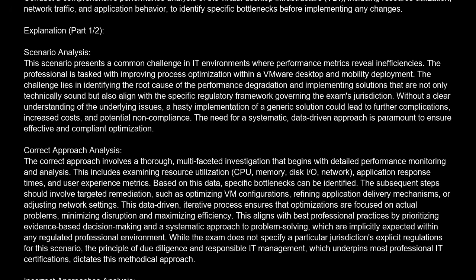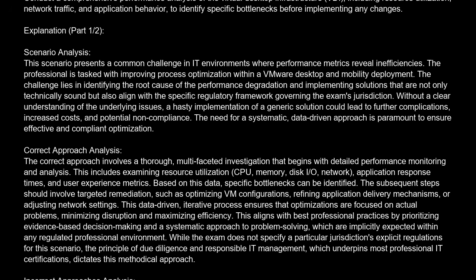Correct approach analysis. The correct approach involves a thorough, multifaceted investigation that begins with detailed performance monitoring and analysis. This includes examining resource utilization, CPU, memory, disk I/O, network, application response times, and user experience metrics. Based on this data, specific bottlenecks can be identified.